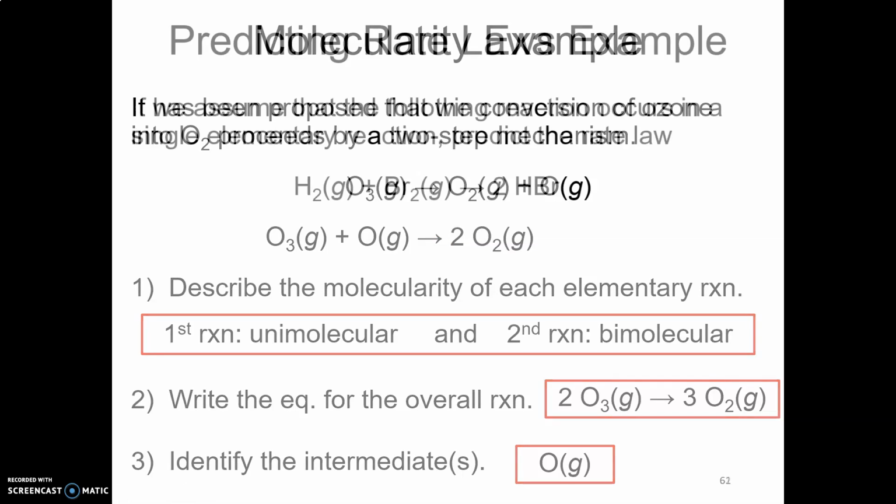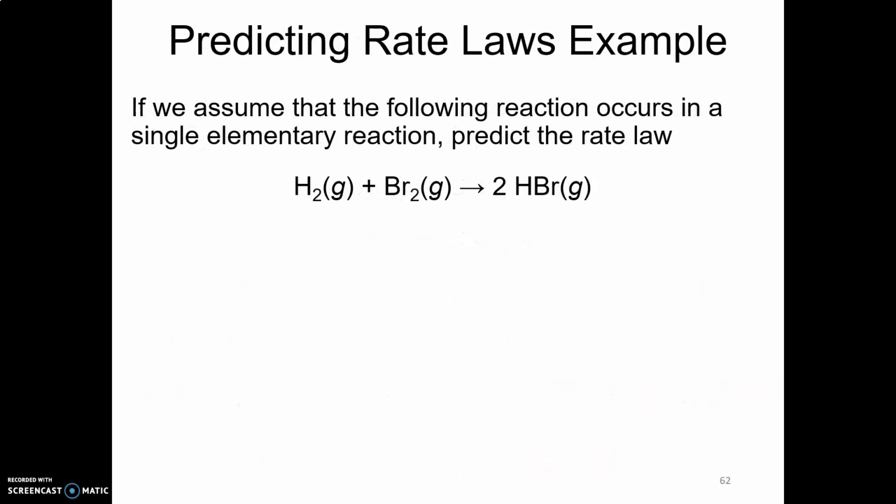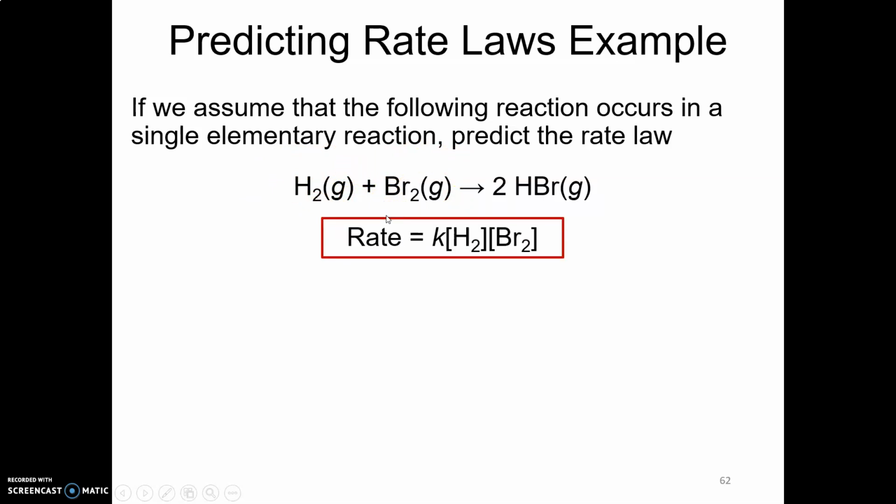But how in the world do you do it otherwise? Take a look at this example. If we assume that the following reaction occurs in a single elementary reaction, meaning this is a 1-step process, this right here, 1 step. It's only bimolecular, so it could be one step. Not rare for it to be one step. If we predict the rate law here, it's going to be rate equals k times the concentration of H2 times the concentration of Br2. All right, that's what we predict if it was elementary.